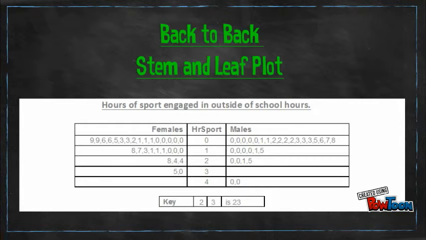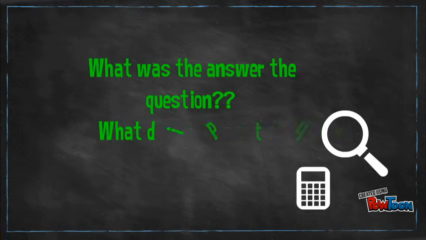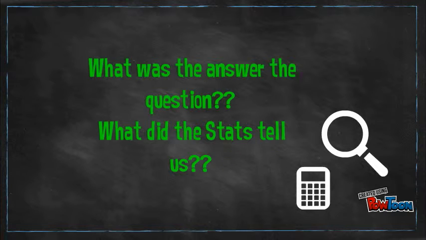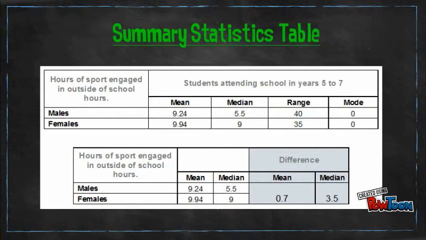statistics table. From the data collected, the answer to the question, do boys engage in out-of-school sports more than girls between the years 5 to 7 is no. It would seem girls in fact engage in more out-of-school sports than boys do. The mean for the females surveyed was 9.94 hours, whereas the mean for the boys was 9.24 hours.